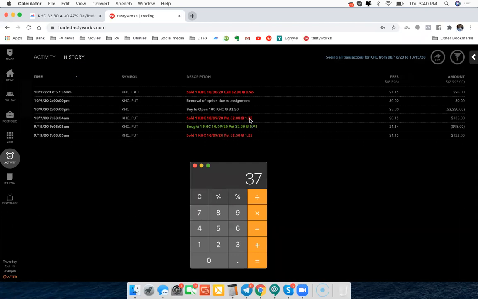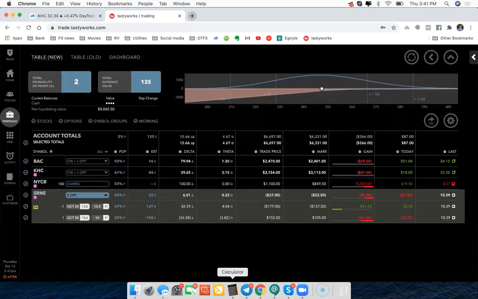$98 bought, 135 sold. So we get the $37 profit from there, and we add it to our 122. 122 is what we were paid for selling the option. 122, and that gives us 159. Oh, and then the 205, that's right, that's where our 205 came from. So on KHC, the short option paid us 122, and then we picked up another $37 in selling that put that we bought for protection. That gave us an extra 37 bucks. So now we have 159. So now we're going to get assigned at 32.50.